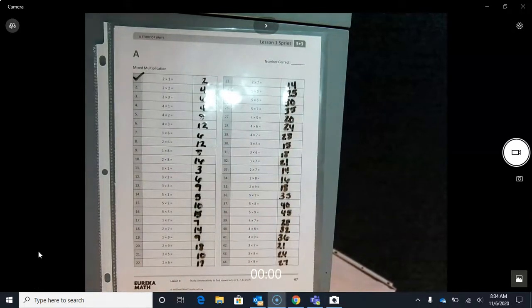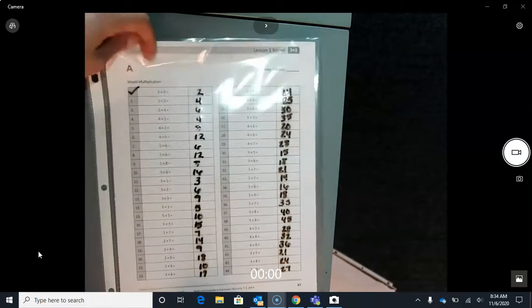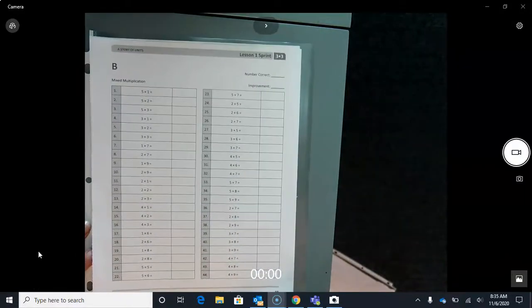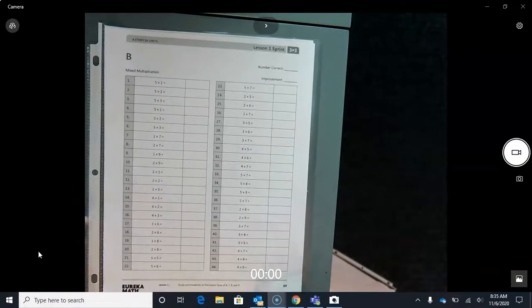All right, now it's time for us to do the next sprint. So I would like for you to flip to page 69. Should be like the next page, and has a B at the top. Make sure you're on that side. Put your pencil in the air. I'm going to start a timer for 1 minute. Ready, go. See how many you can get. Try to get at least one more correct this time.